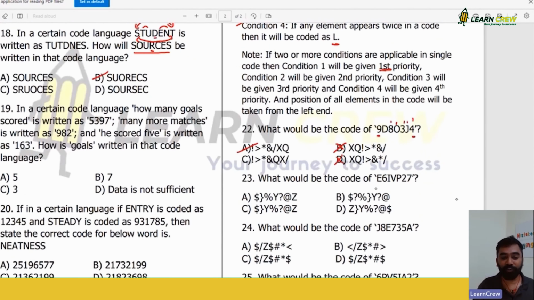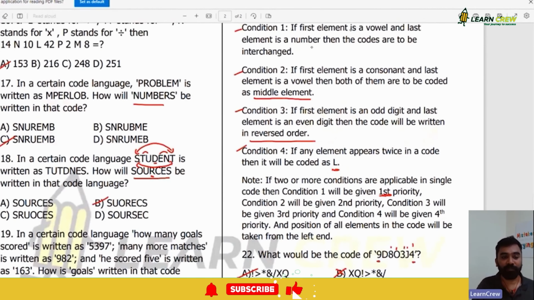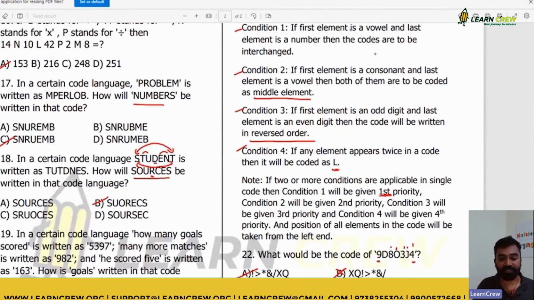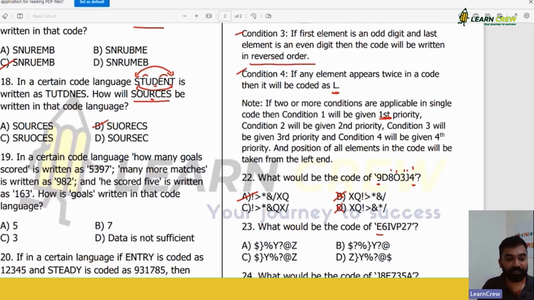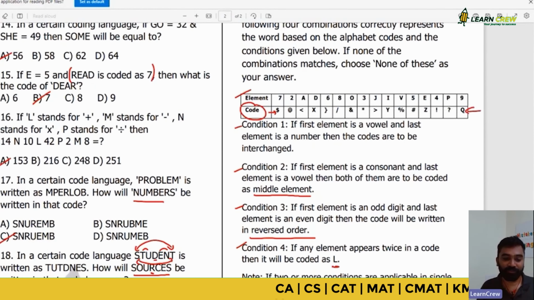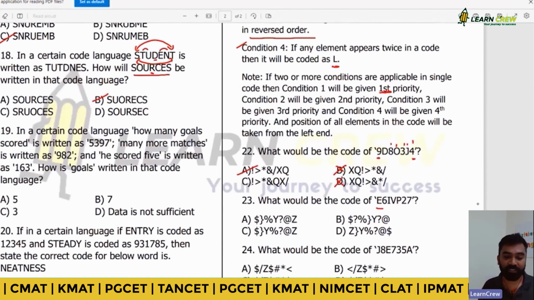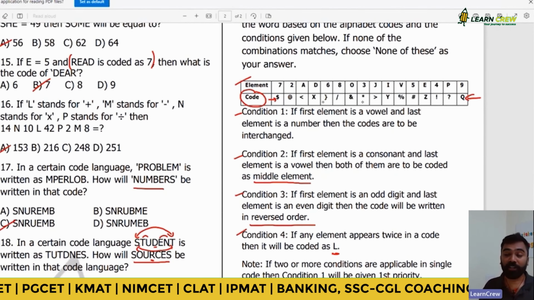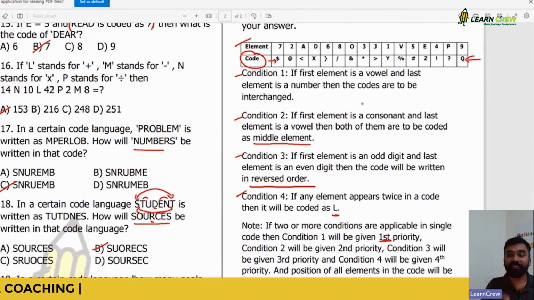Next one. What would be the code of E6IVP27? Here the first letter is a vowel, E, and the last is a number, right? So the codes are to be interchanged. E is written as Z. 7 is written as the dollar sign. Here they are telling that the codes have to be interchanged, meaning the 7 and the E will be swapped. So the first comes ampersand and the last comes Z.